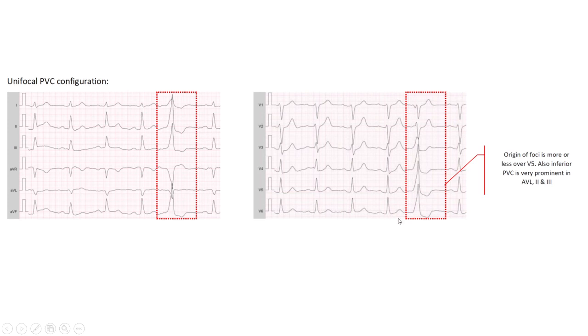You can see the high amplitude of the PVC's QRS complex in V5, but also in the inferior leads, which are lead 2, lead 3, and lead AVF. Sorry, that's not AVL, that should be AVF. These are inferior leads, so that means there was ischemia in the lateral inferior part of the heart.